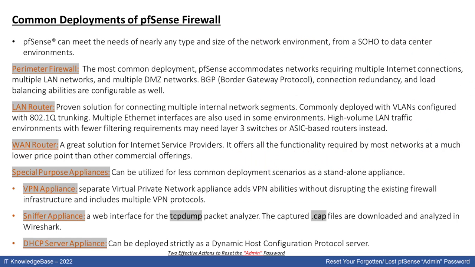You can say confidently that pfSense includes most of the features available only in expensive commercial firewalls. That's why this product is extensively valuable and used in large data centers and NOC network operation centers as well. pfSense can meet the needs of nearly any type and size of network environment, from SOHO to data center environment. The common deployments of pfSense: you can turn this firewall into a perimeter firewall, a LAN router, a WAN router, or special purpose appliances. For example, you can turn pfSense into a VPN appliance, a sniffer appliance, and a DHCP server appliance. You can go through this slide yourself for a better understanding.